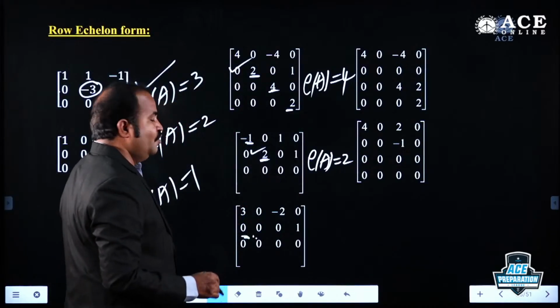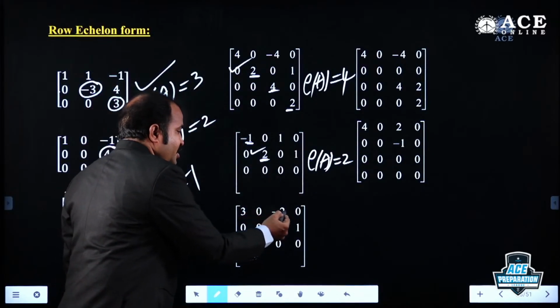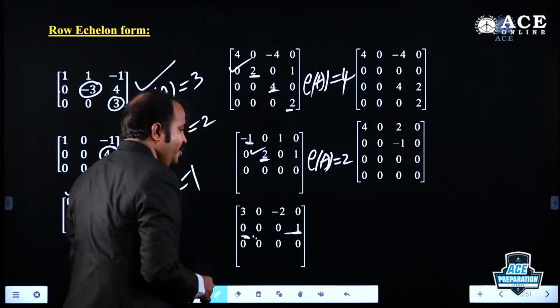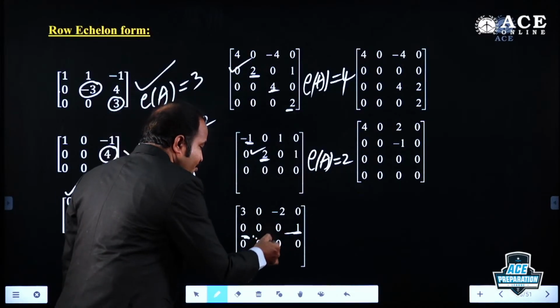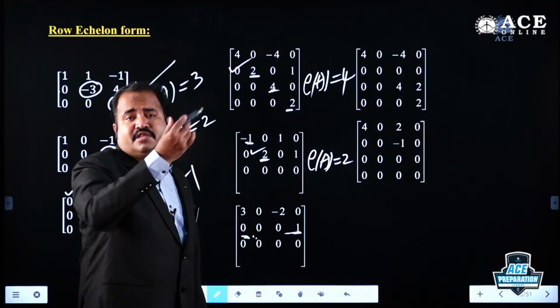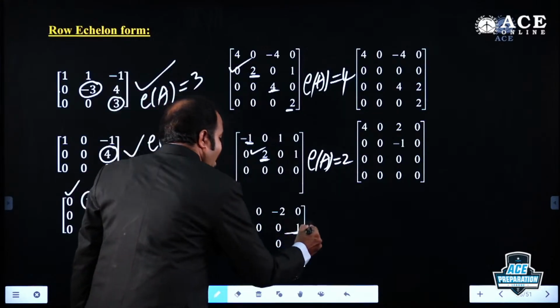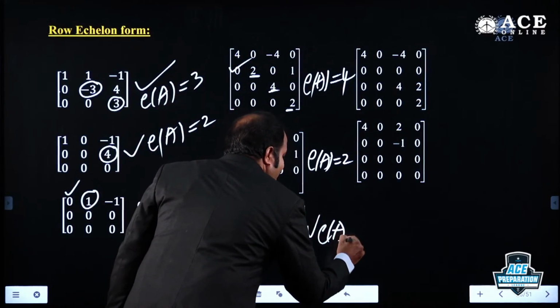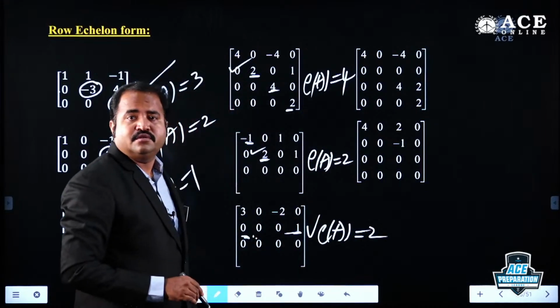Next, what about this one? Look at here, this example, 3 0 minus 2 0, this is the first non-zero element. Before this one we have 3 zeros. Next row should contain more than 3 zeros. Yes, we have 4 zeros. Already in the echelon form only, rank of A equal to 2 only, right?